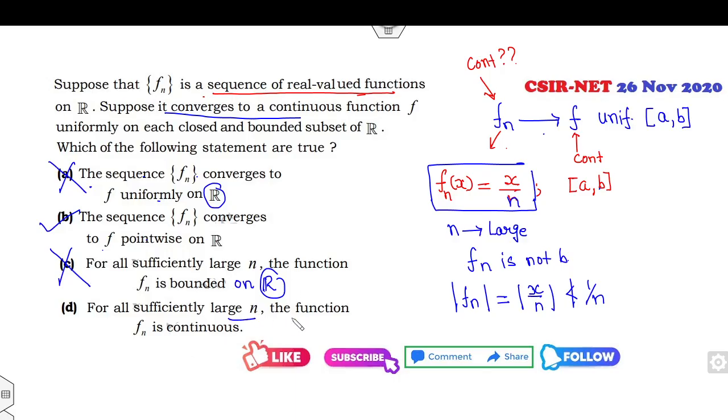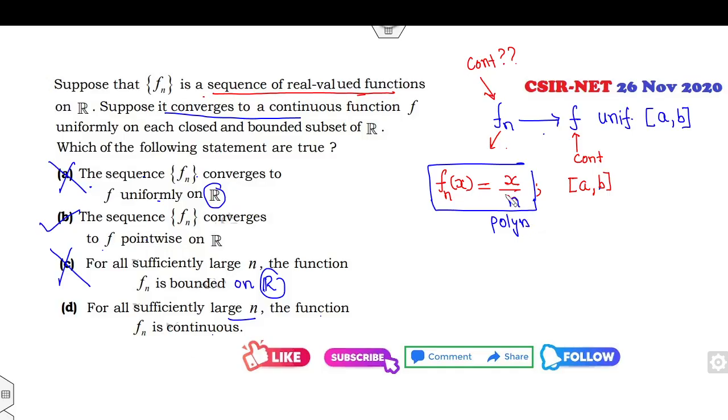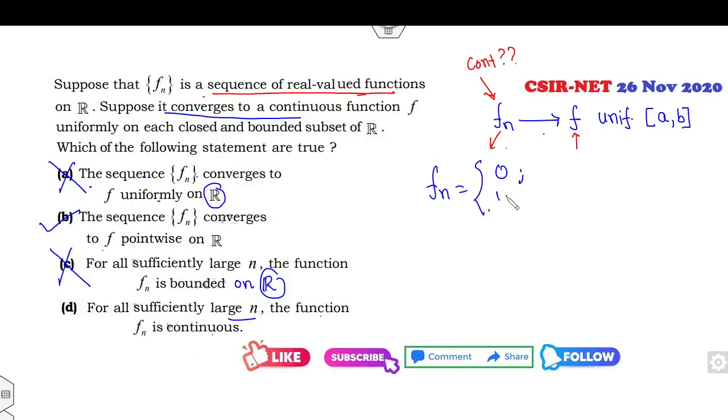For sufficiently large n, the function Fn is continuous. This is continuous, fine, because this is a polynomial. But based on one counterexample, we can't accept the option. So now look at that. My Fn may or may not be continuous. Fine, so I can define the function easily. How can you define the function? I can define the function 0, and the function is 1 over n. You can choose any number, say 0, and 0 is less than 1 over n. Fine. So clearly this function is not continuous.